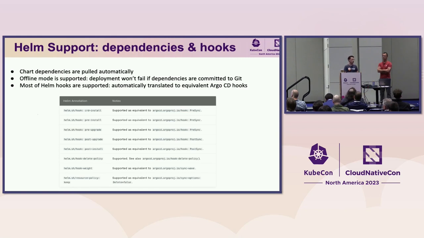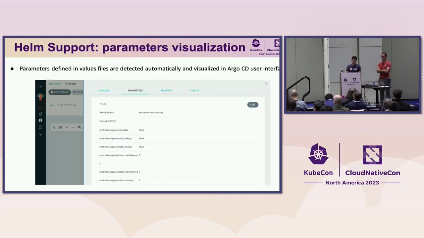So Argo CD also has a concept of hooks. We call them sync hooks. There's pre-sync and post-sync and a few other types. And essentially what we're doing is mapping Helm hooks to Argo CD hooks. There are some less popular Helm hook types that don't have a clear one-to-one mapping, and they're not currently supported by Argo CD. But these are pretty rare. Most users don't use them. And Argo CD supports most of the popular use cases.